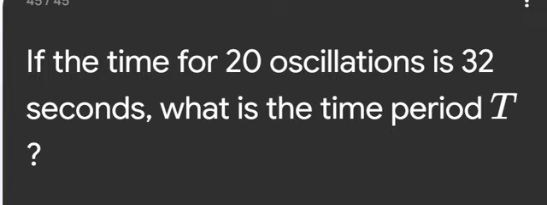Time period, how do we define time period? Time period means the time taken to complete one oscillation. So here the time for 20 oscillations is given as 32 seconds. You find out the time for one oscillation and that will be your time period. Please do not forget, for this type of questions you must mention the correct unit as well in your answer.